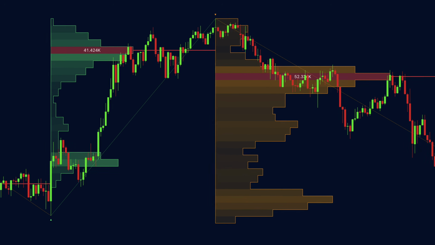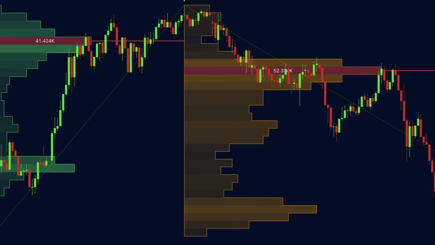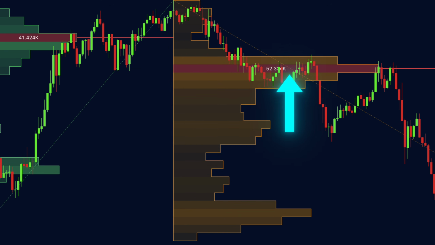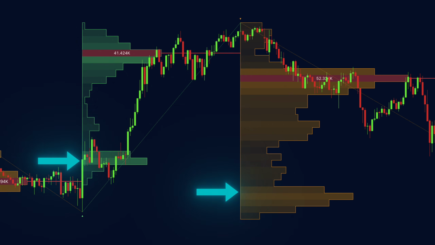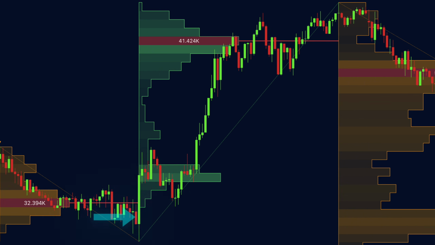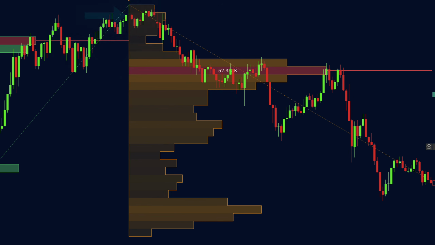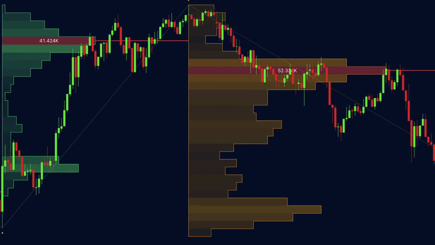Once the tool is loaded, you'll notice something very different from a normal volume profile. Instead of one large histogram on the side of the chart, you'll see multiple profiles attached directly to individual swings. Each time the market moves from a swing low to a swing high, or from a swing high to a swing low, a new profile appears for that movement.